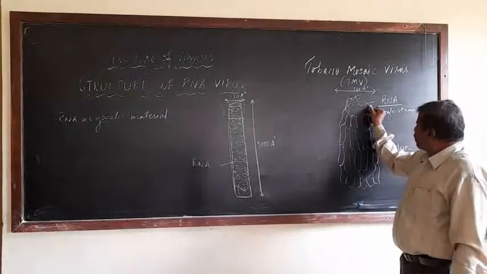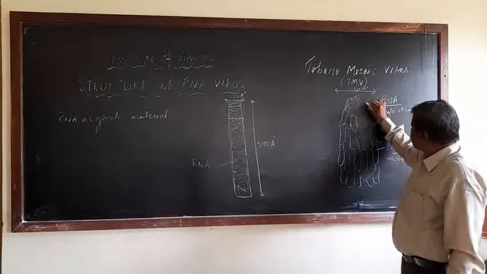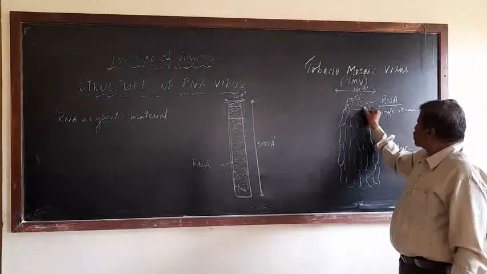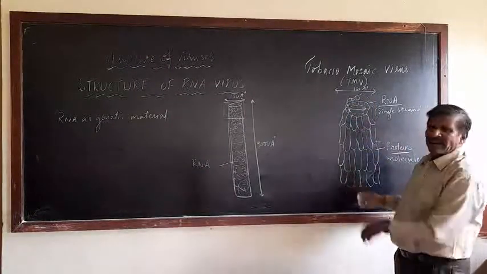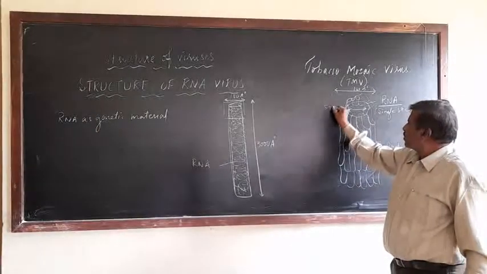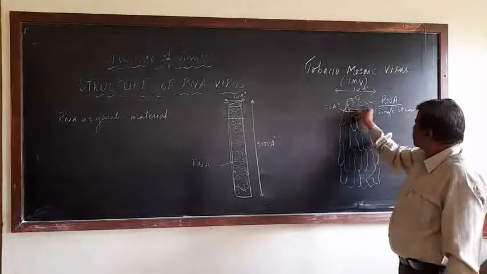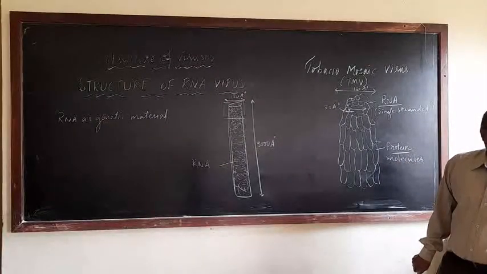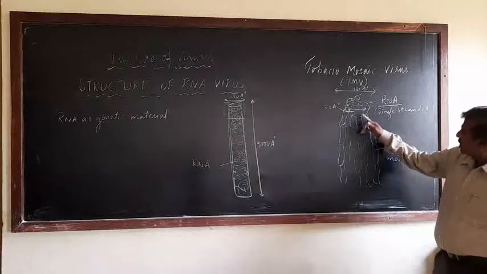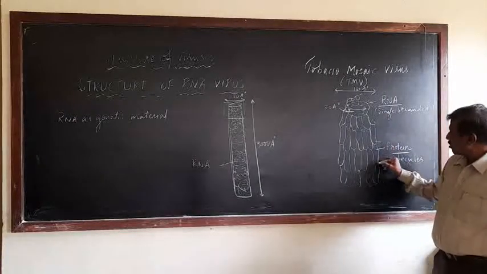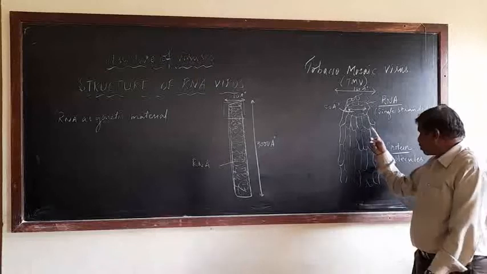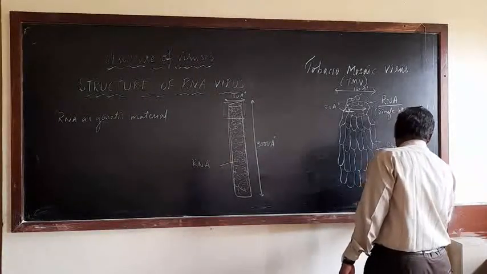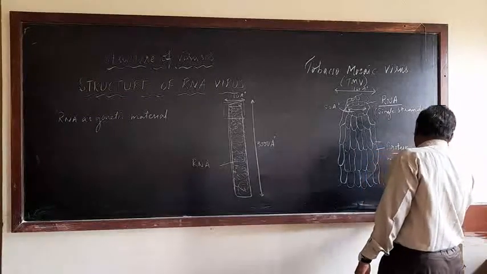Just inside the RNA, you can observe the core. Core means the center. The diameter of this core inside the RNA would be around 50 angstroms. Attached to the RNA, there are so many protein molecules. And these protein molecules in the virus are commonly called capsomeres.